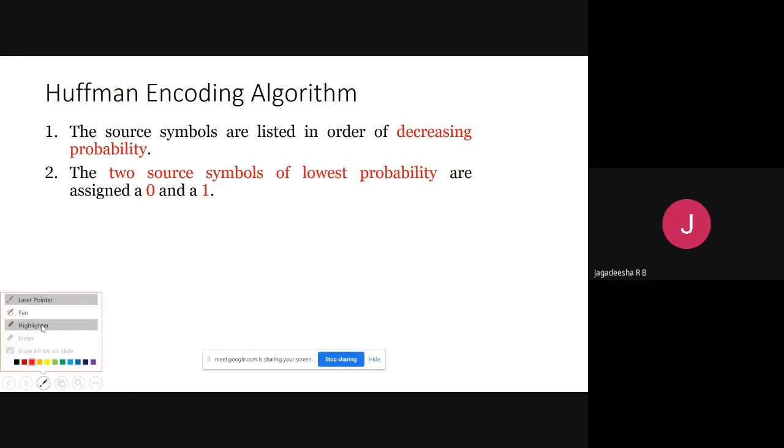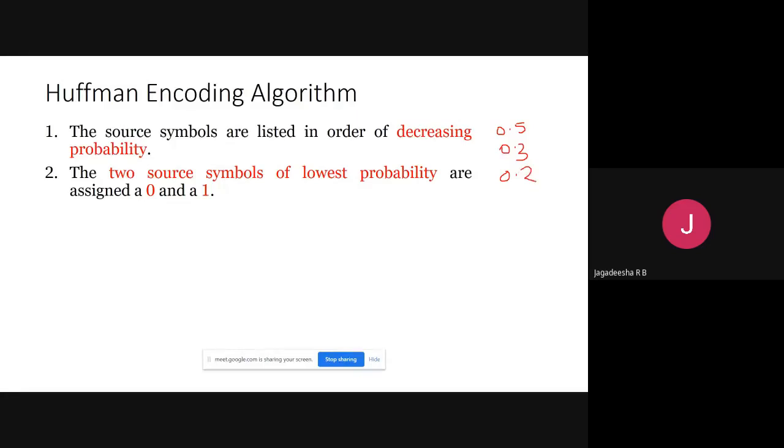I will use the pen to write something here. For example, the given probabilities may be 0.5, first one, and the next one 0.3, and the next one is 0.2. So this is the first step, right? I have arranged the probabilities in the decreasing order.